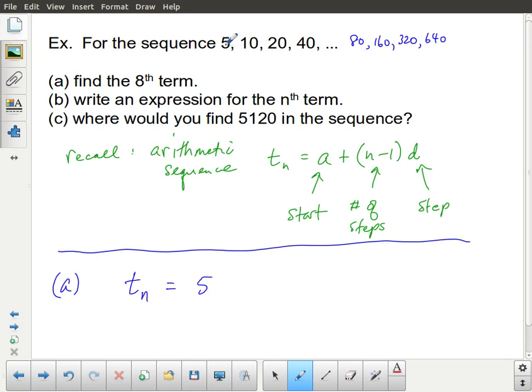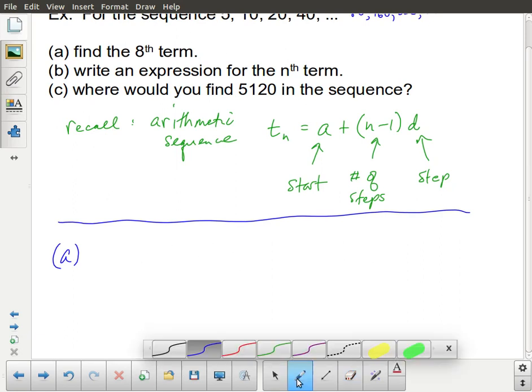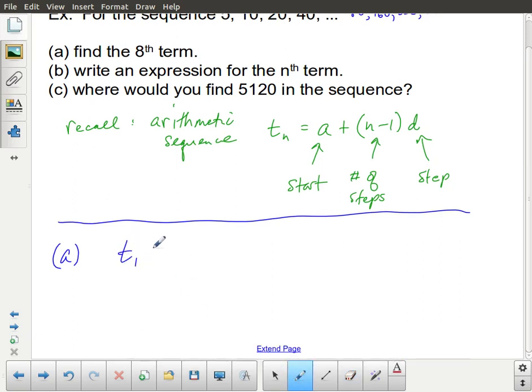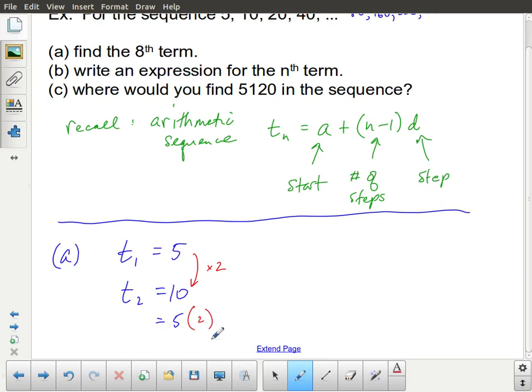How did I change 5 into 10? We did the same thing with the arithmetic, so let's go ahead and do it the same way. T1 is equal to 5. T2 is equal to 10. How did I change 5 into 10? I multiplied by 2. So I could write T2 as 5 multiplied by 2.